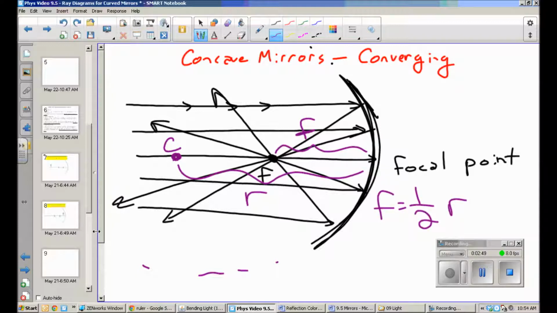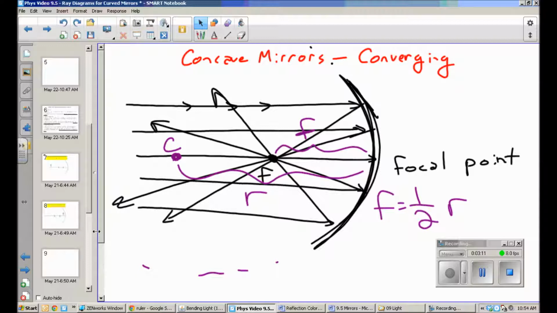Some of you right now are mad because I used f to represent both the focal point and the focal distance, which, for whatever reason, is usually how it's done. There wouldn't be an instance where you get confused over the two. So if it's a point, it's your focal point. If it's a distance, it's your focal distance. Okay?